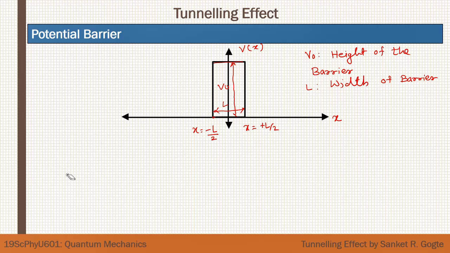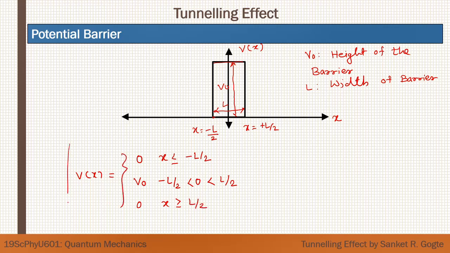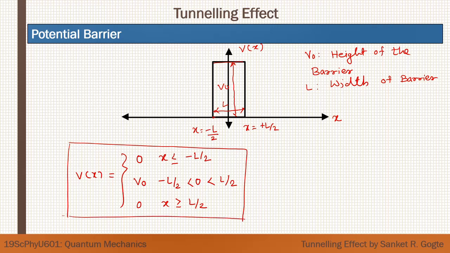So V of x is 0 for x less than or equal to minus L by 2. It is equal to V0 for x greater than minus L by 2 and less than L by 2, and is again equal to 0 when x is greater than or equal to plus L by 2. So this is how we can write the potential barrier. Now of course, to study the tunneling effect we have to solve the Schrodinger's equation. And just like the one dimensional step potential, there can be two cases.